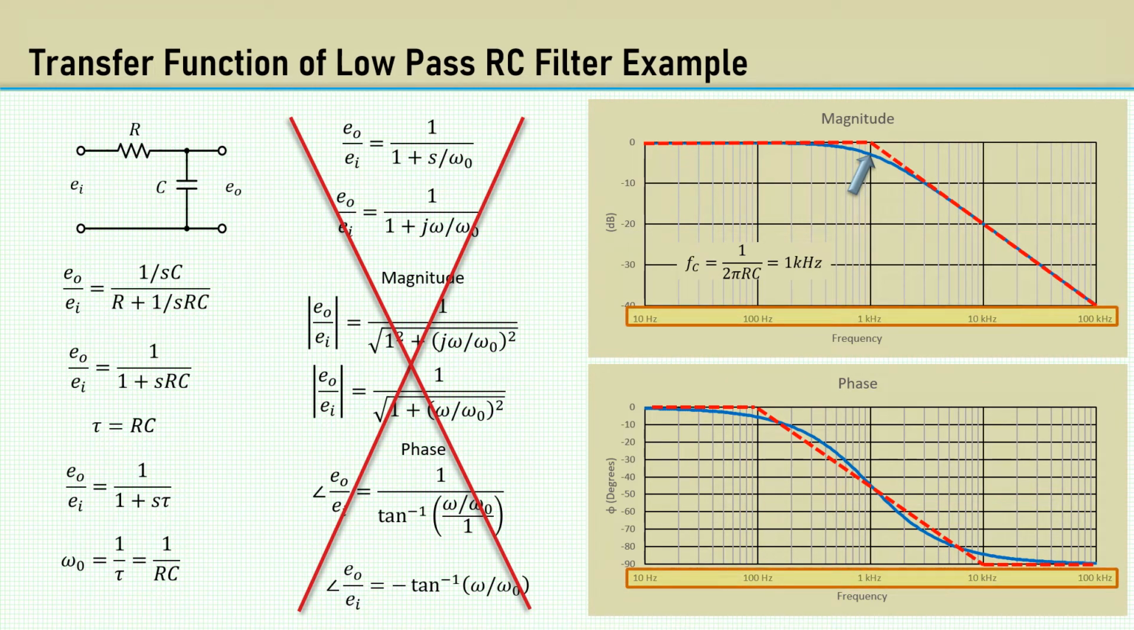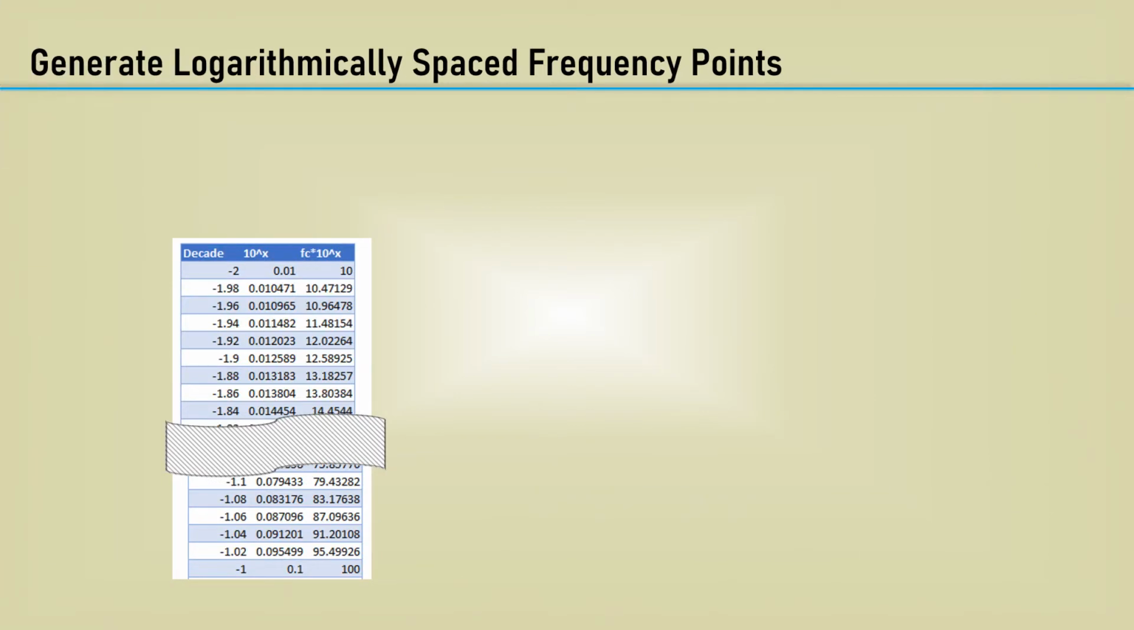Note these charts are log frequency charts, so to create these plots, we will need to generate logarithmically spaced frequency points. This is very easy to do. I like to make a linear series called decade and have it span 2 decades below and 2 decades above the cutoff frequency, since the area of cutoff frequency is usually of interest. Therefore, changing the desired cutoff frequency will automatically change the span of the frequency points.